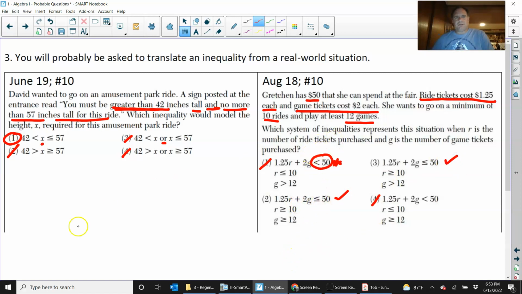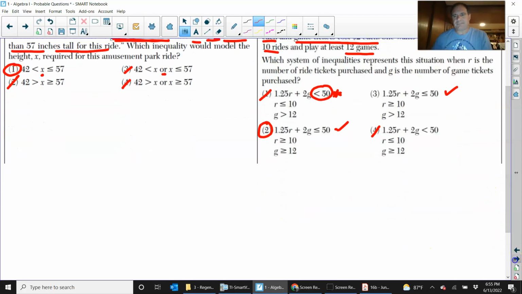She wants to go on a minimum of 10 rides, so 10 or greater. And then she wants to play at least 12 games, 12 or greater. So 2 is your answer, because it's greater than or equal to. It is not just greater than 12. She wants to play at least 12, 12 and more. So 2 would be your answer for that one.